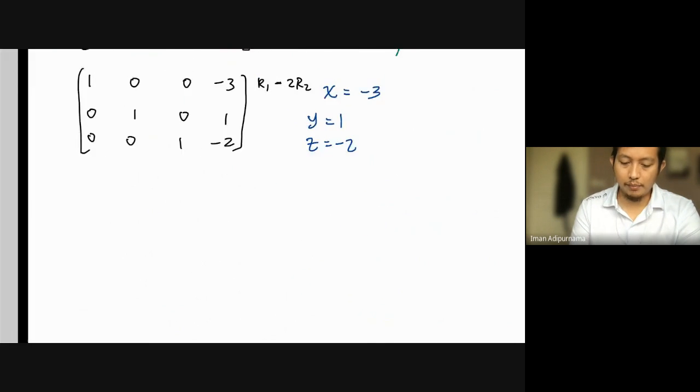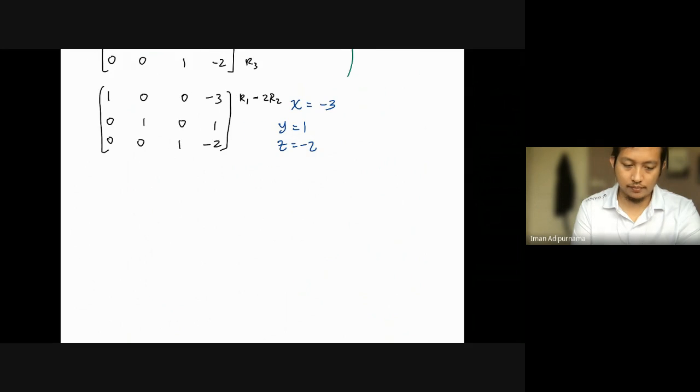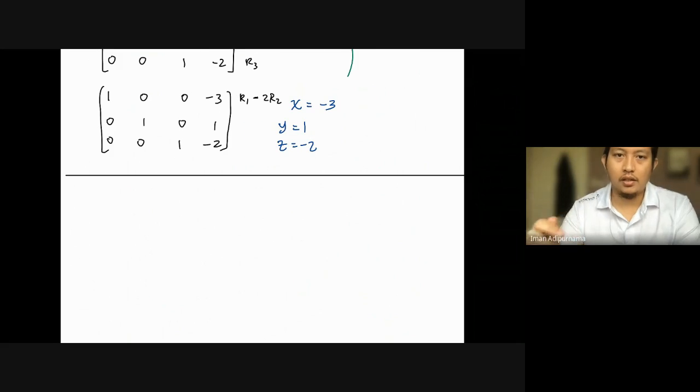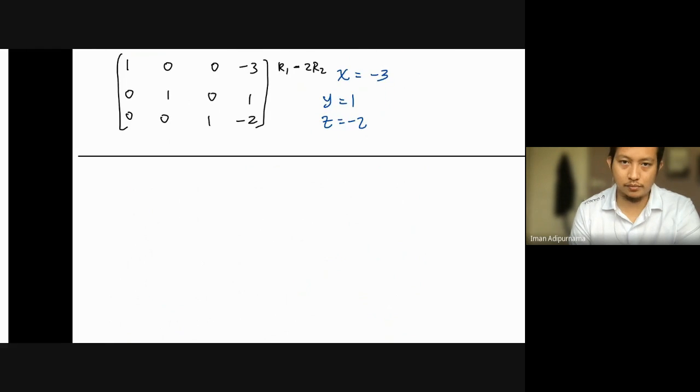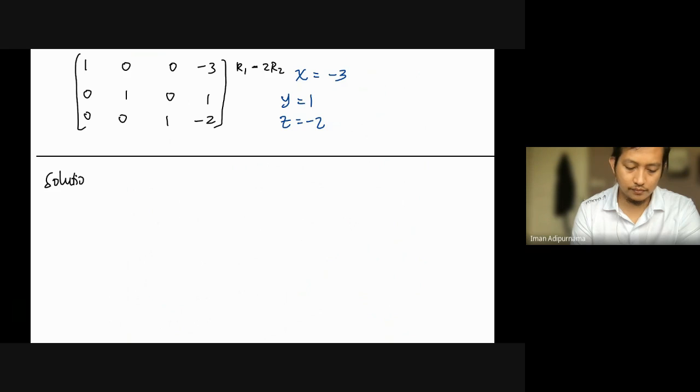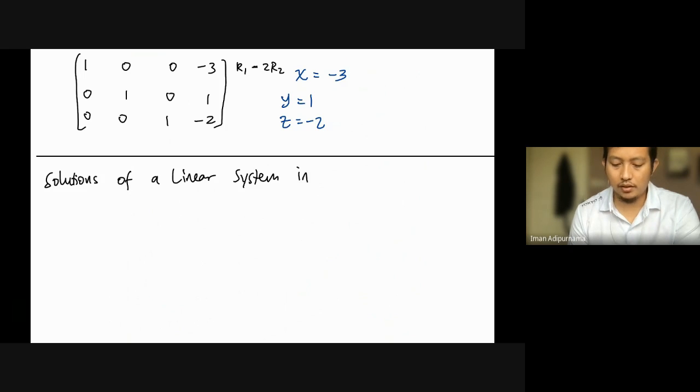Okay. Types of solutions. How many kinds of solution do we have? Okay, it's similar to what we have done last week. I think I already explained some parts. You will have no solutions, one solution, and many solutions. Right. So we are going to look at it in matrix form. So solutions of a linear system in row echelon form.